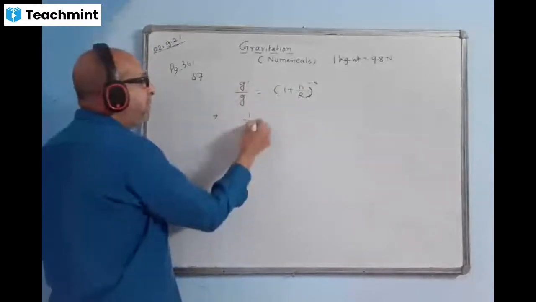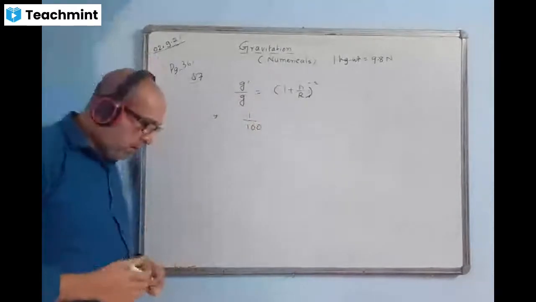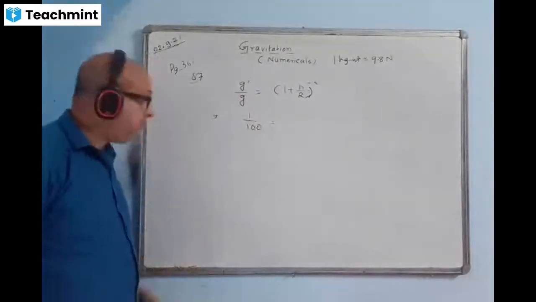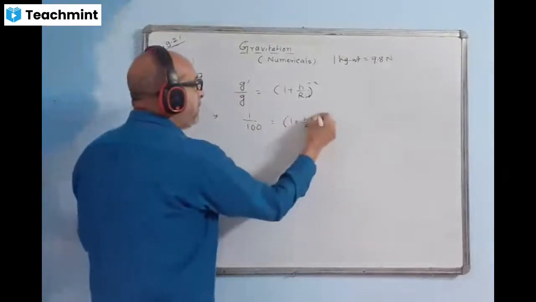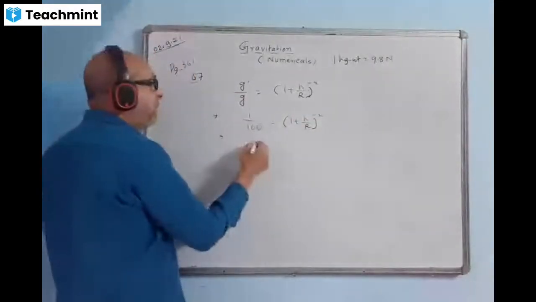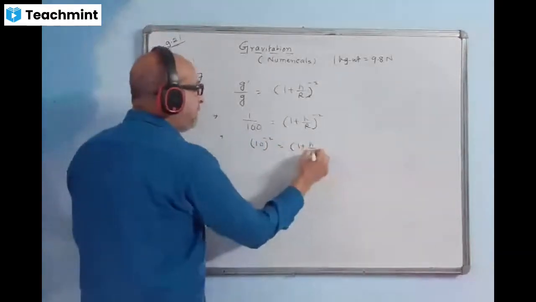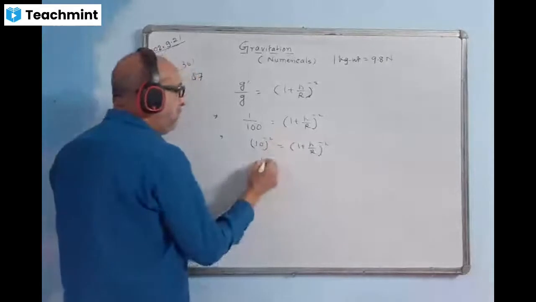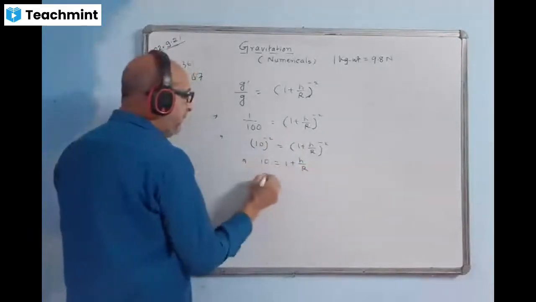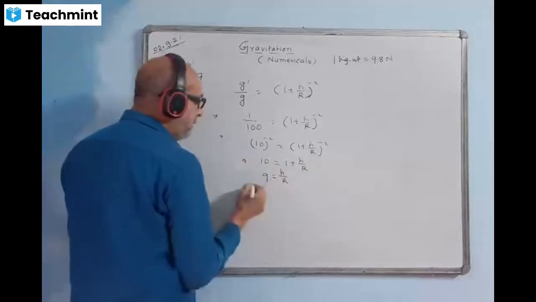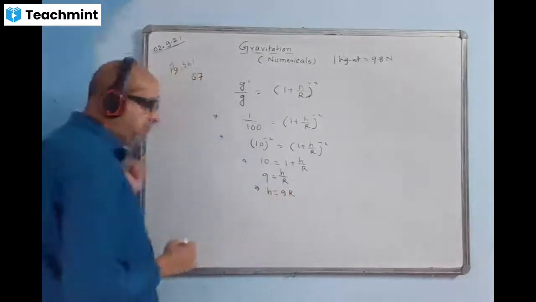G dash by g value, write 1 by 100. And here you will be writing (1 plus h by r) to the power minus 2. 1 by 100, we can write 10 to the power of minus 2, is equal to (1 plus h by r) to the power minus 2. This will go. You get 10 is equal to 1 plus h by r. 10 minus 1 will become 9. 9 is equal to h by r. Therefore, h value will be equal to 9r, 9 times the radius of the Earth.